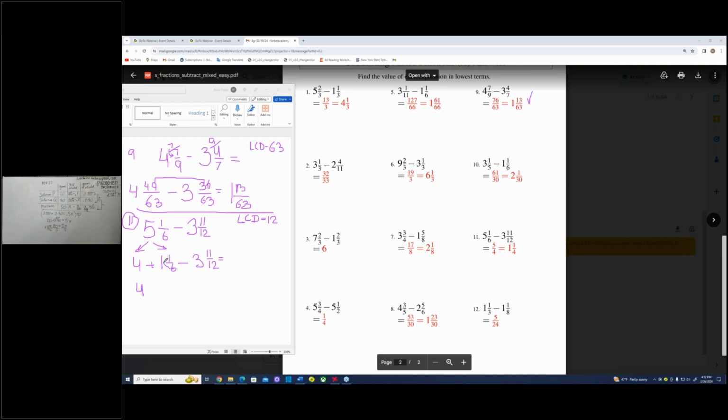Anna, help me convert this mixed number to improper fraction. 6 times 1. 6. Excellent. And plus 1. 7. Plus 7/6. Minus 3, 11/12.